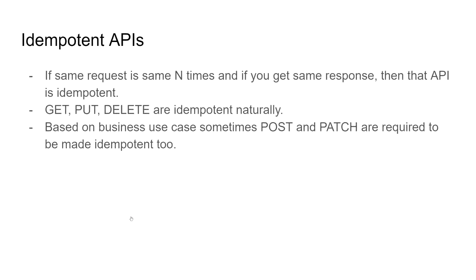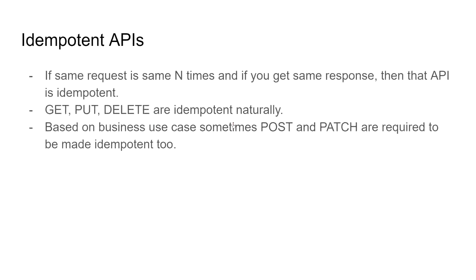All right. Idempotent APIs we already discussed. If the same request is executed n times, then we should get the same response, right? So GET, PUT, and DELETE are idempotent naturally. A GET request does not change the state of the server. You are just fetching data from the server, right? Regardless of whether you execute a GET request 1 time or 100 times, it would be idempotent. You will always get the same response. Same for PUT and DELETE operations. But your business should make POST and PATCH idempotent APIs too, right?